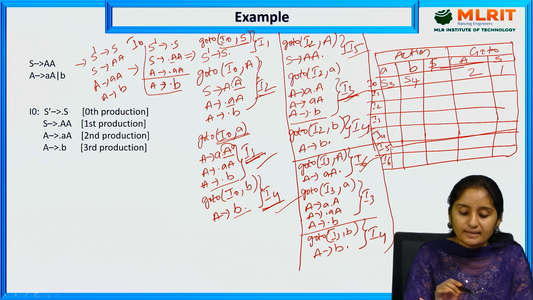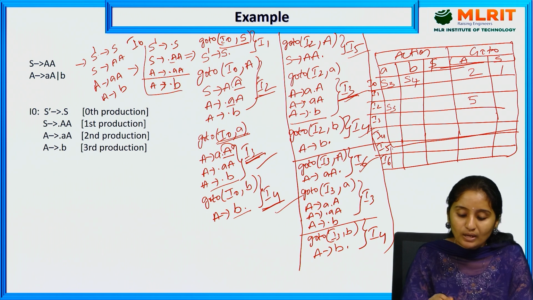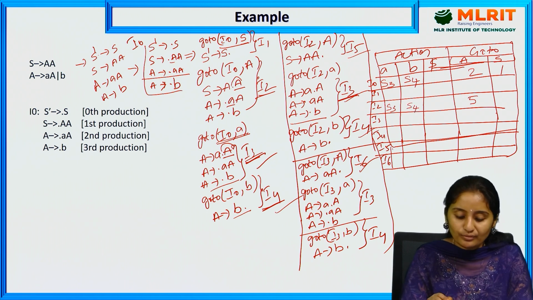Next, I1 is done. Go to I2 comma capital A moves to number 5. I2 comma small a moves to shift 3. I2 comma small b moves to S4.